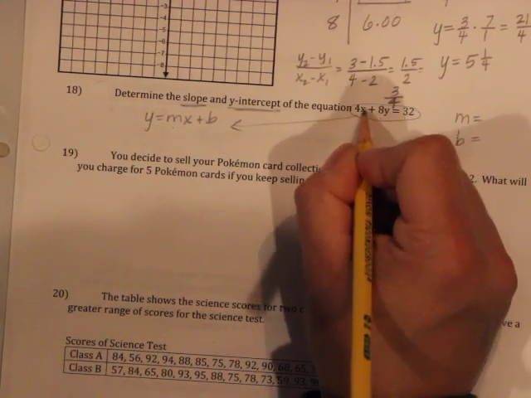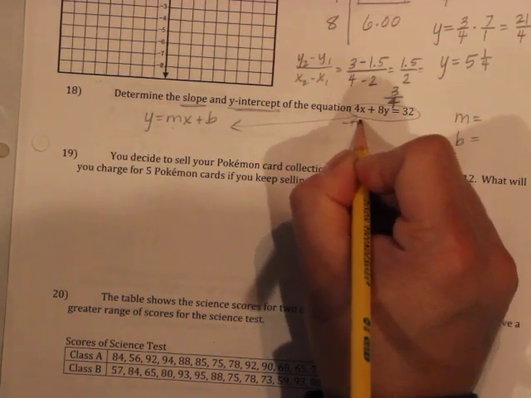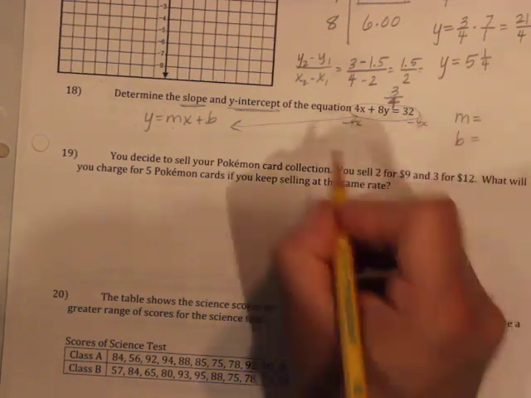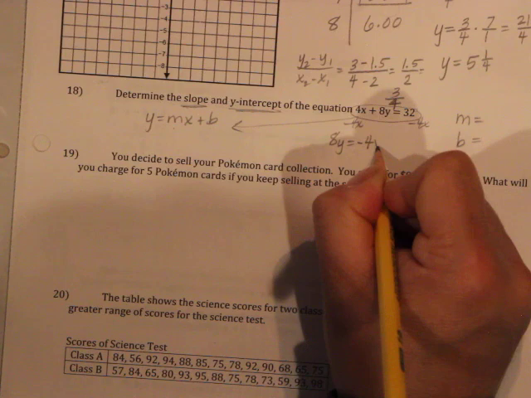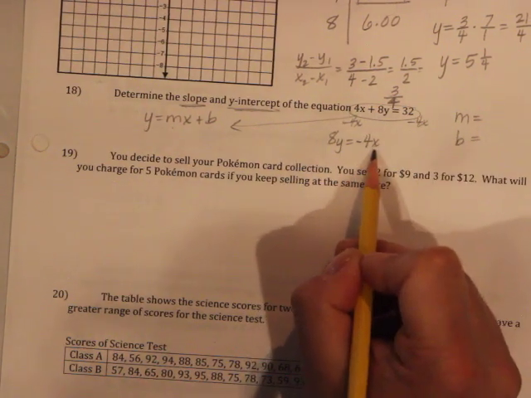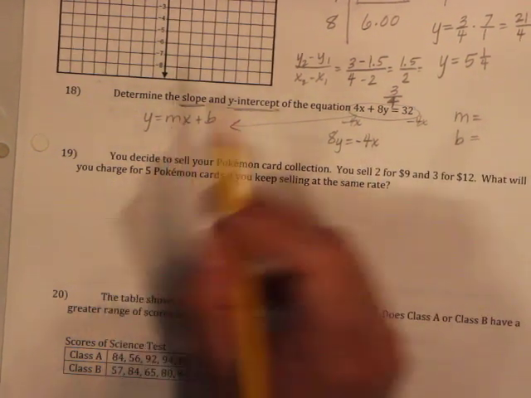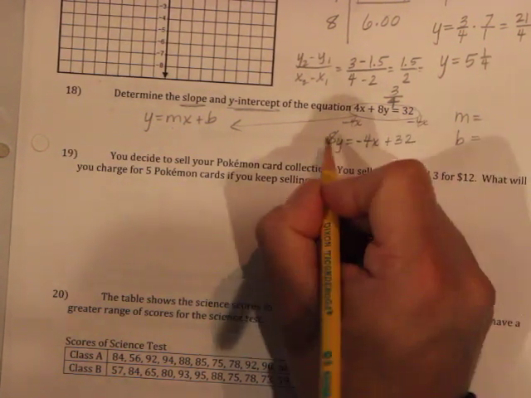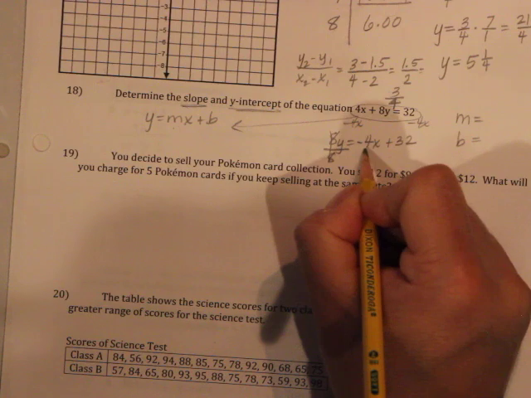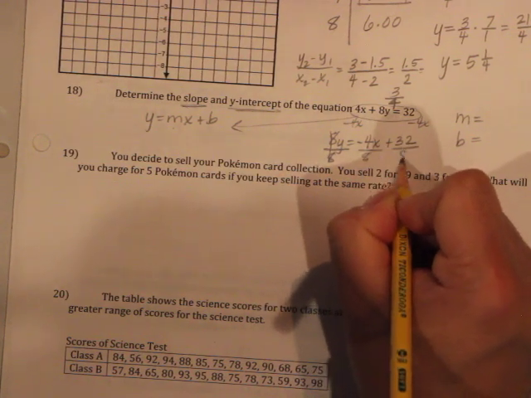I need y by itself, so I'm going to move this x. I'm going to subtract it from here, and I'm going to subtract it from here, and I'm going to end up with 8y equals negative 4x. I'm putting the x's out in front, guys, because I want it in that form here. And I've got a positive 32. I need to divide every single term by 8.